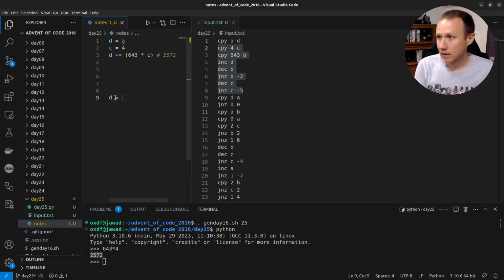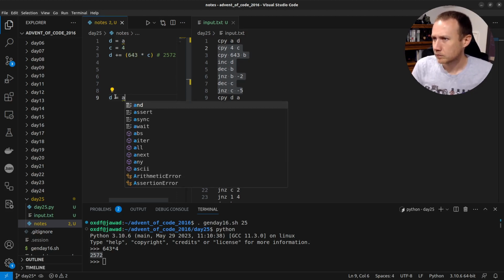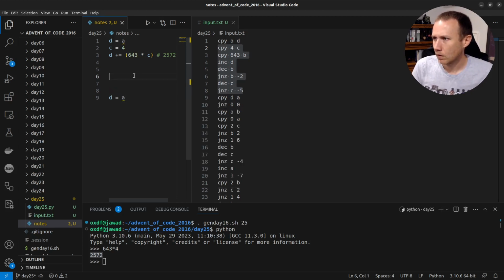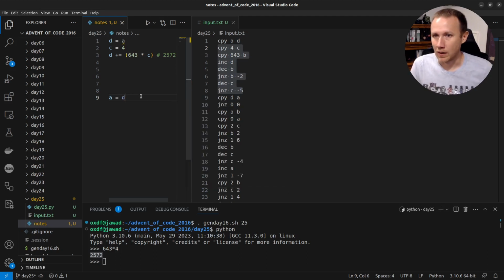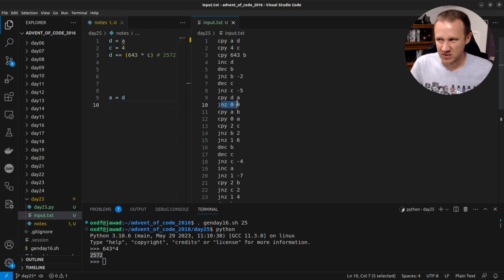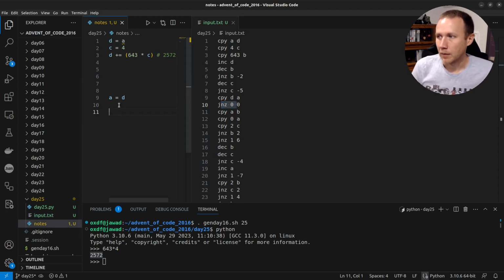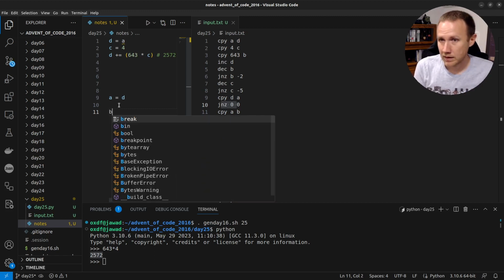D is equal to A. Nope, sorry, backwards. A is equal to D. So we've saved that value into A. This is effectively a no-op, a jump non-zero that jumps zero lines. It just does nothing. So we're going to go now. Copy A into B. So B equals A.